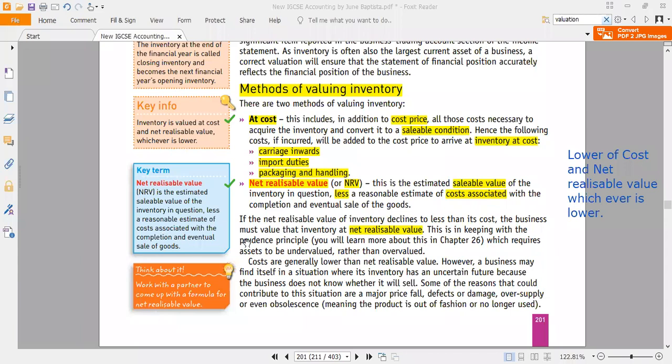This is in keeping with the prudence principle. You learned that prudence principle. Prudence principle is the principle that says anticipated profit should not be recorded, anticipated loss should be recorded. So if your value is more, that means your profit will be increased. That we will discuss in detail later on. So if your closing inventory is less than the actual value, then your profit will be less because the closing inventory is subtracted from cost of goods sold.